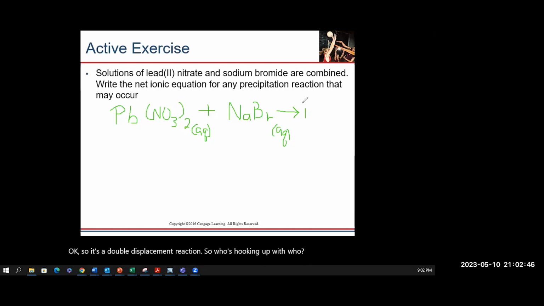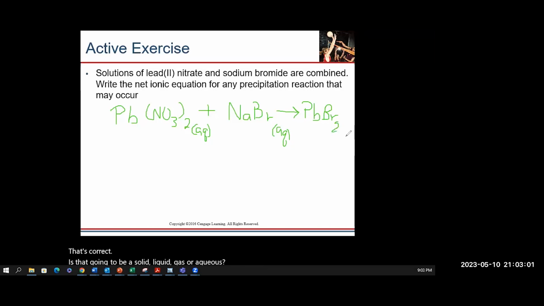Okay, so we have lead bromide. That's correct. Is that gonna be a solid, liquid, gas, or aqueous? Solid, that's correct. And we have sodium nitrate. Solid, liquid, gas, or aqueous? Aqueous, that's correct. Is it balanced?